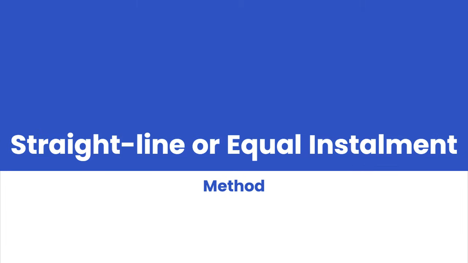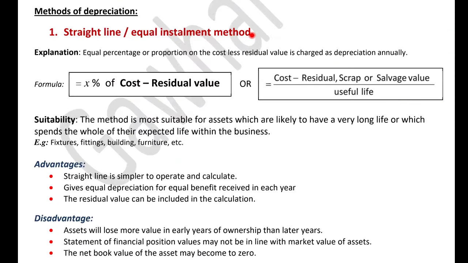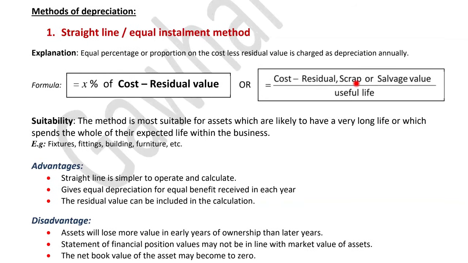The first method of depreciation. Number one, straight line or equal installment method. The explanation for that is equal percentage or proportion on the cost less residual value is charged as depreciation annually. The formula being percentage on the cost minus residual value, or there's another formula: cost minus residual, scrap or salvage value, divided by the useful life of the asset. You need to remember the formula for your examination.